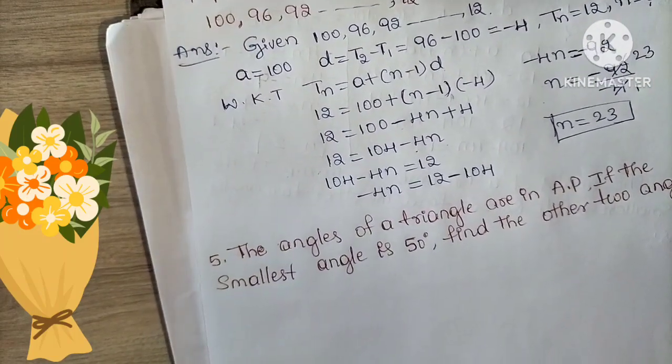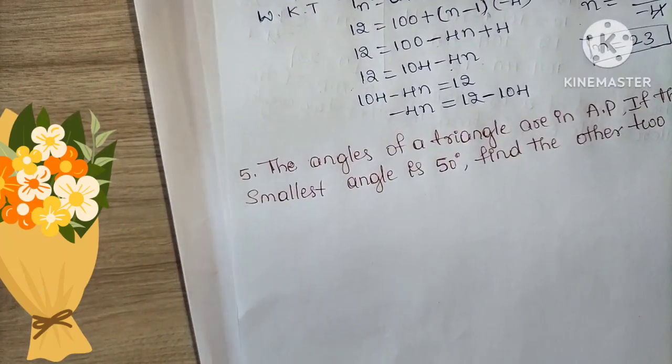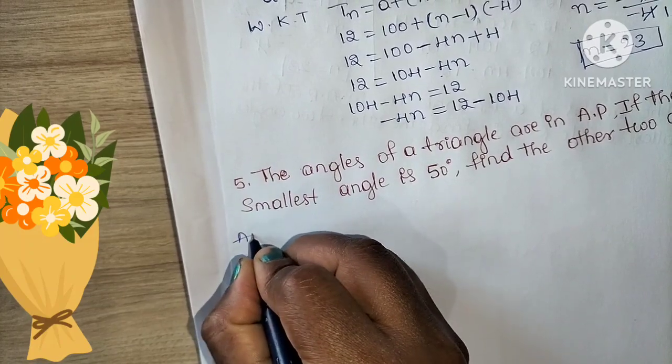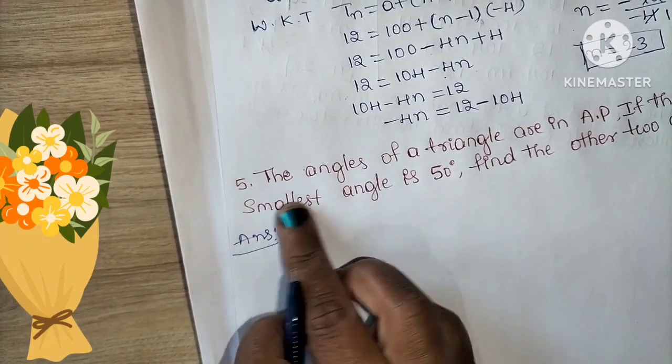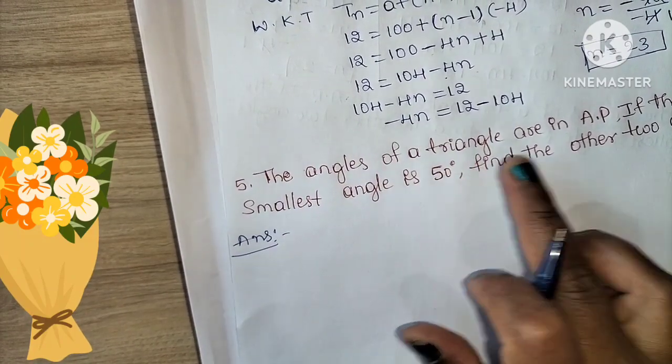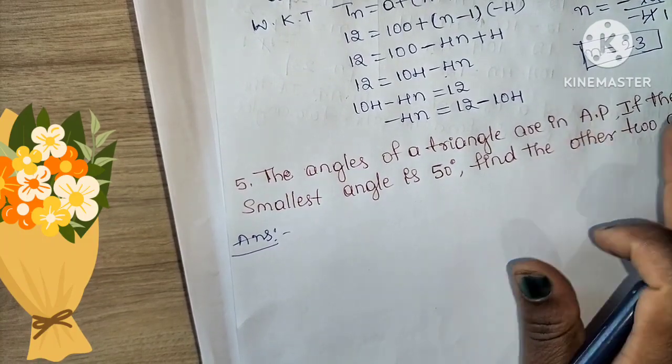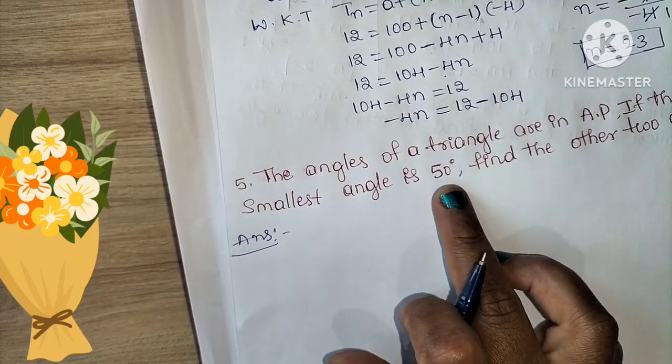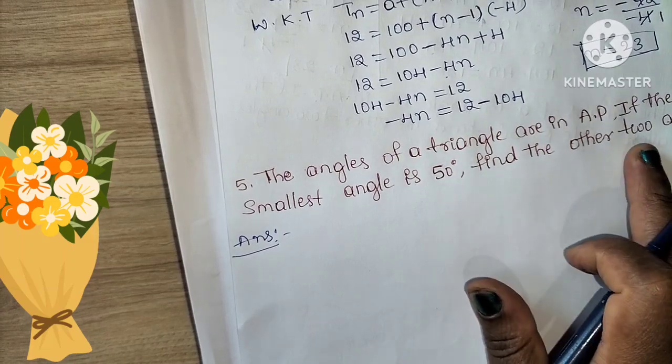Next we have to move to the fifth question. So what is the fifth question here? The angles of a triangle are in arithmetic progression. If the smallest angle is 50 degrees, find the other two angles.